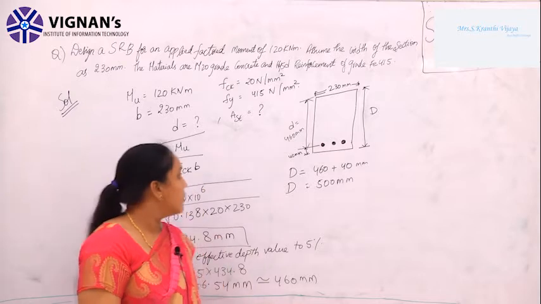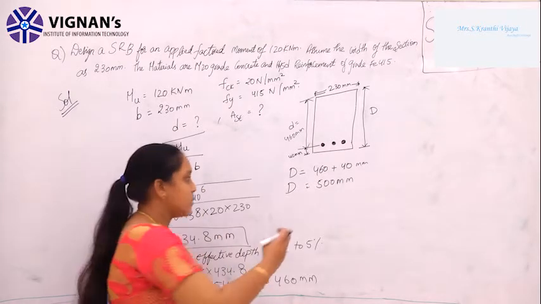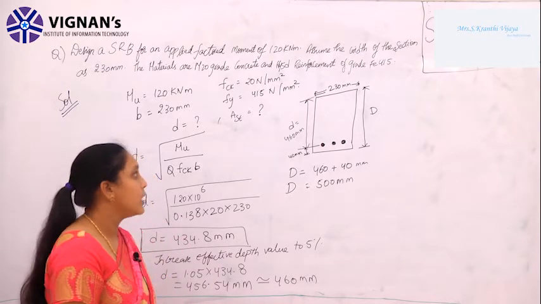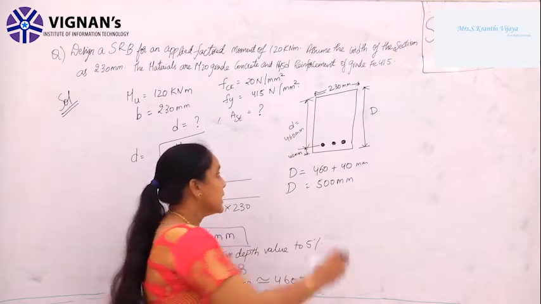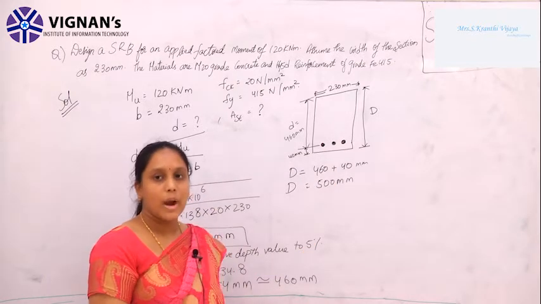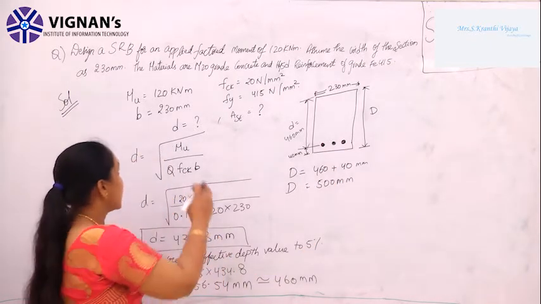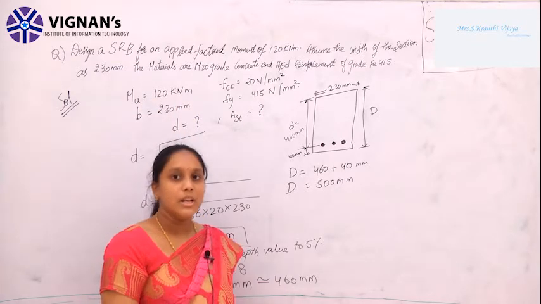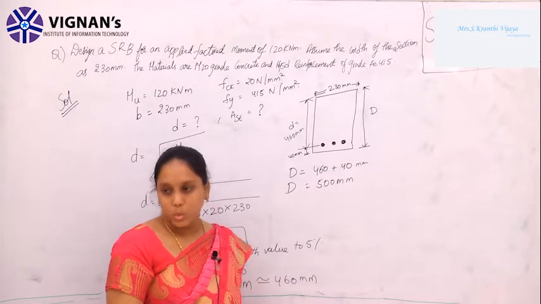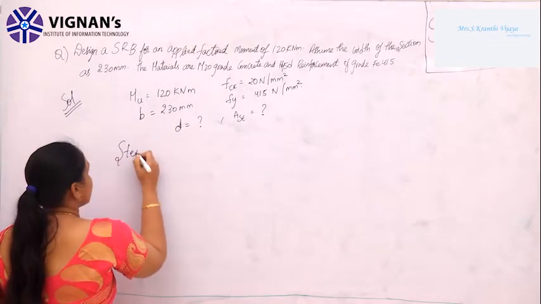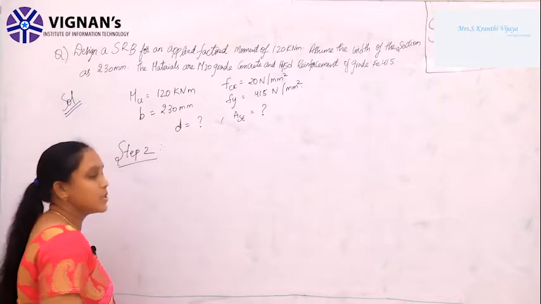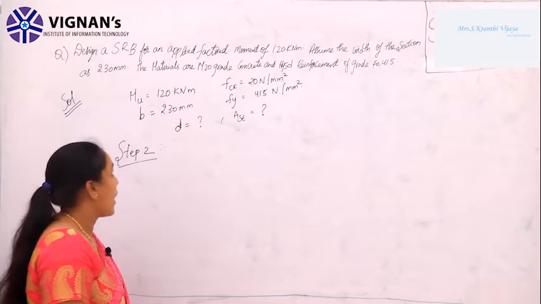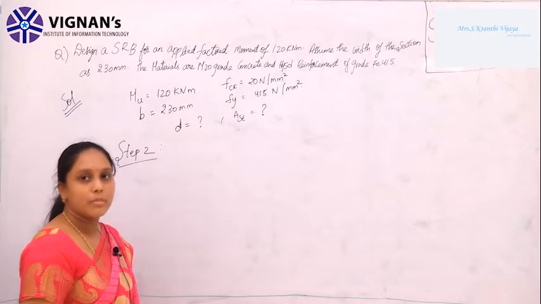So now we have found out the effective depth as well as the overall depth. What are the remaining things to be found out? The next thing you have to find out is the area of steel required for carrying this particular moment Mu. Now let us find out the area of steel required, that is step 2. The next step is to find out the area of steel reinforcement required for carrying this moment Mu.